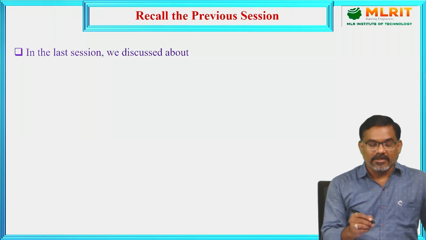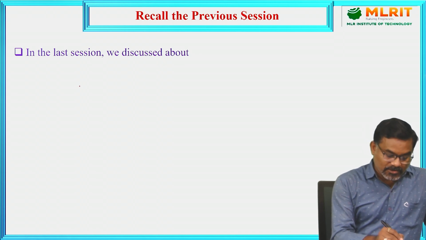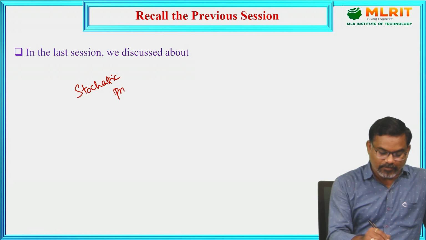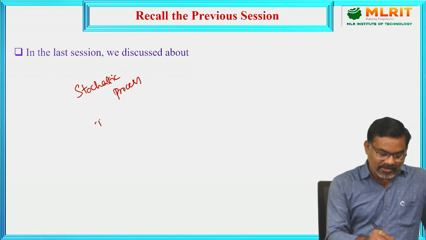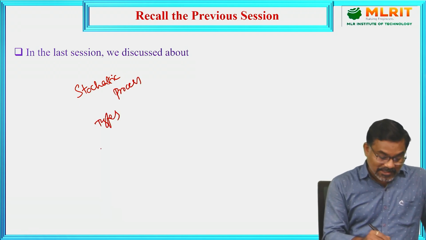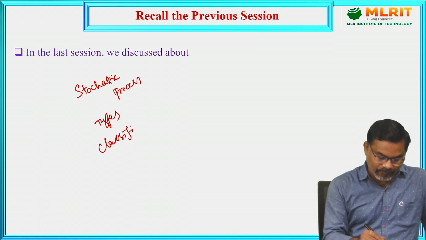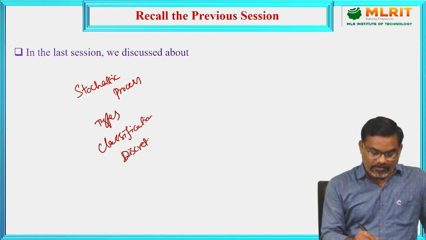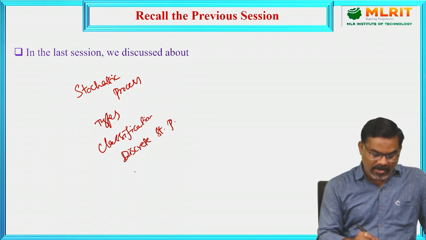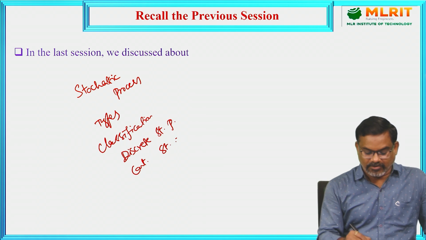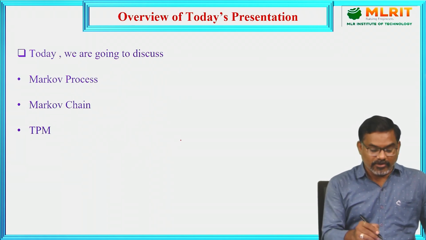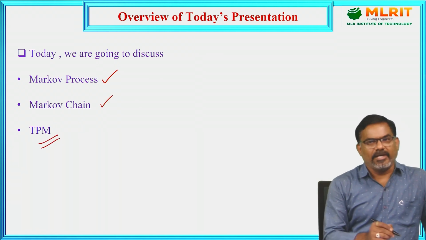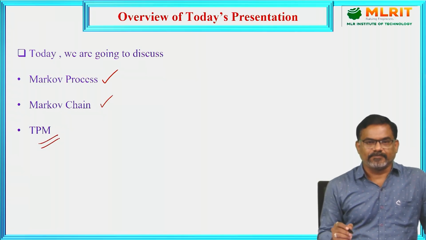In the last session, we discussed what a stochastic process is, and the different types of stochastic processes, their classification. In that, we discussed a discrete stochastic process and a continuous stochastic process. And today, we are going to discuss the Markov process, Markov chains and TPM, the transition probability matrix.